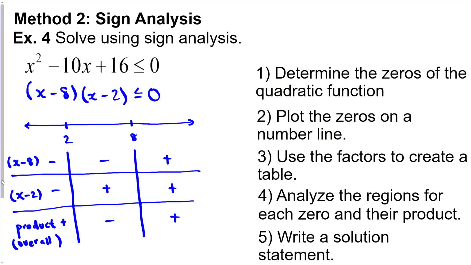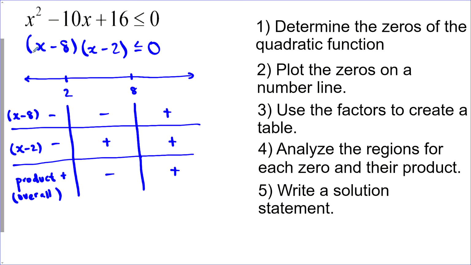And now we're looking for where that quadratic is less than or equal to 0. Now if it's less than, we're looking for the negative. This is our solution interval, in between 2 and 8. And we want to include the 2 because we're equal here, and include the 8.